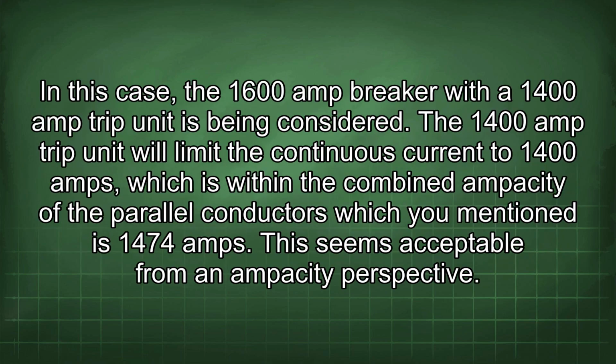In this case, the 1600 amp breaker with a 1400 amp trip unit is being considered. The 1400 amp trip unit will limit the continuous current to 1400 amps, which is within the combined ampacity of the parallel conductors, which you mentioned is 1474 amps. This seems acceptable from an ampacity perspective.